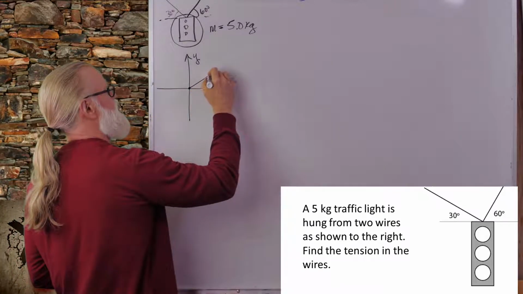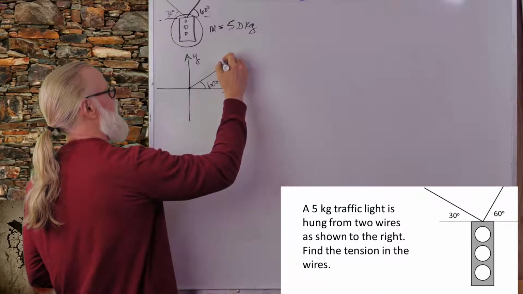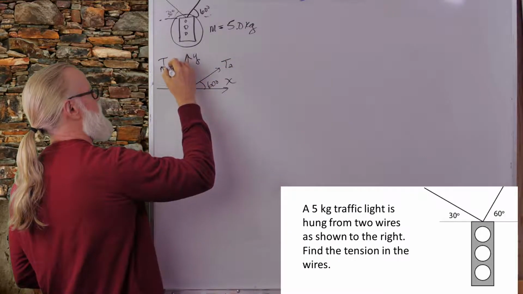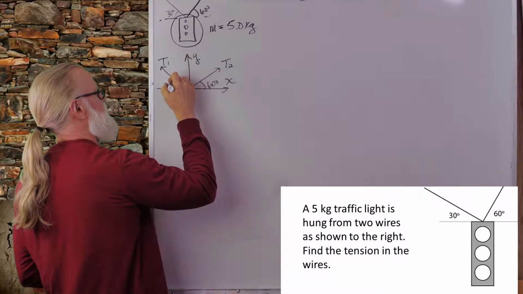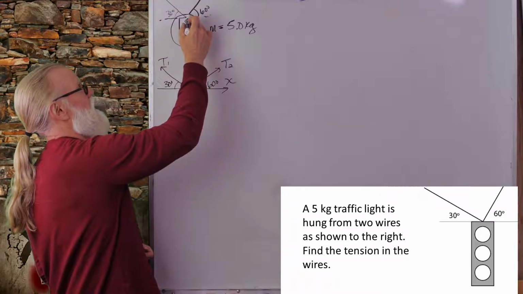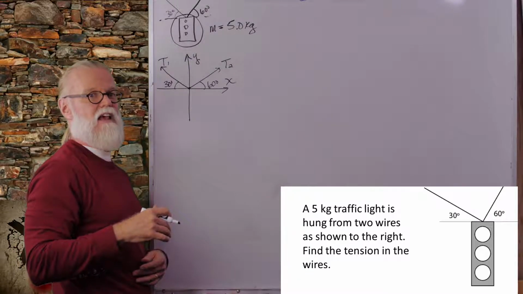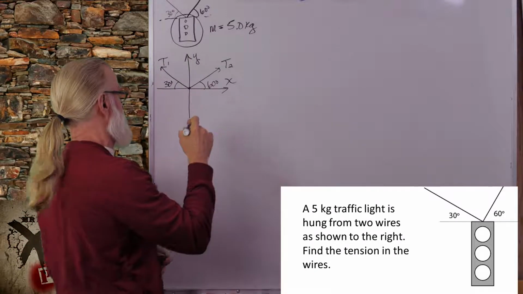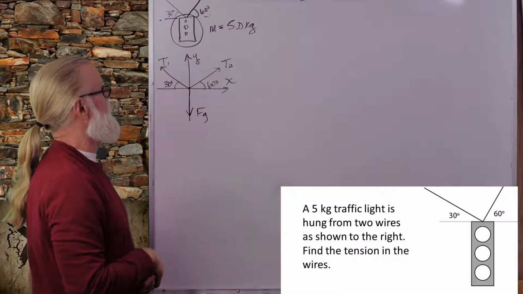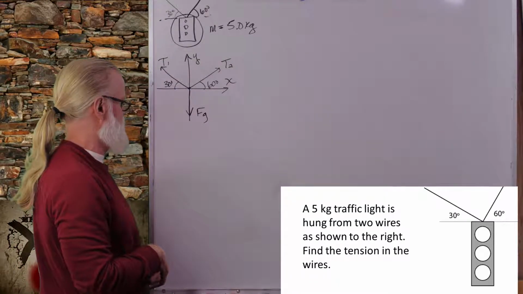Let's see what we have here. We have 60 degrees. We have a tension force, and I'll call that T2. Over here, we have another tension force, which I will call T1, at 30 degrees like that. Okay, those are the only things in contact. Any forces at a distance? Oh yeah, there's gravity, the force of gravity, straight down. All right, there's our free body diagram. This one's pretty straightforward. They won't always be this much.